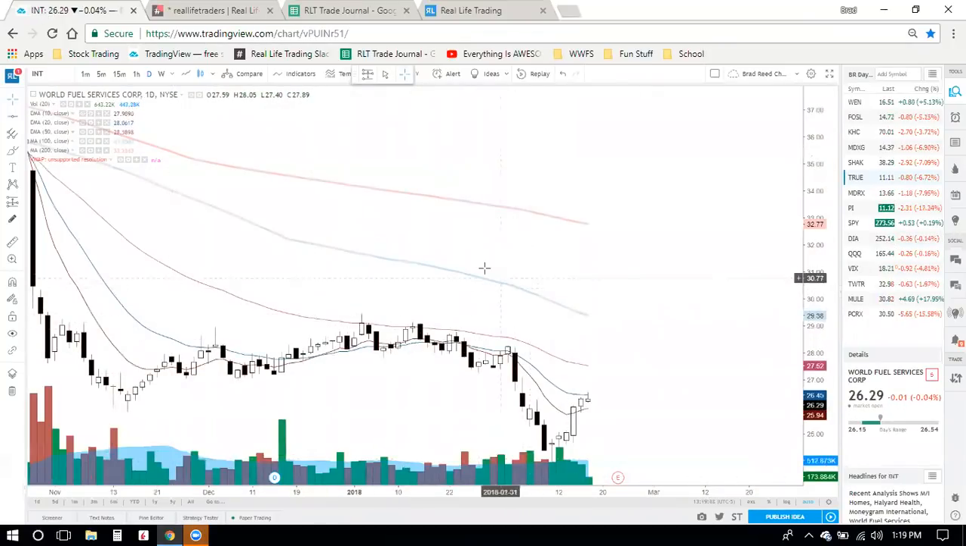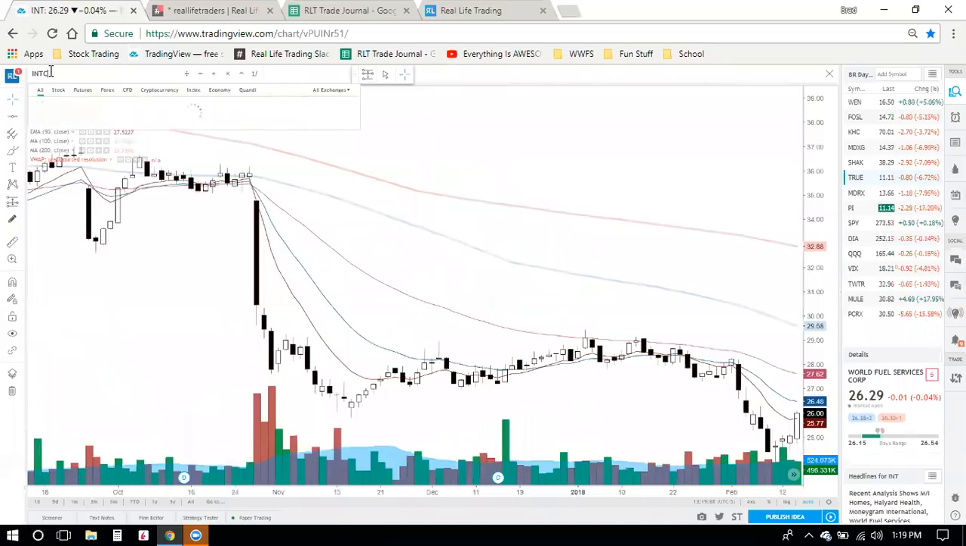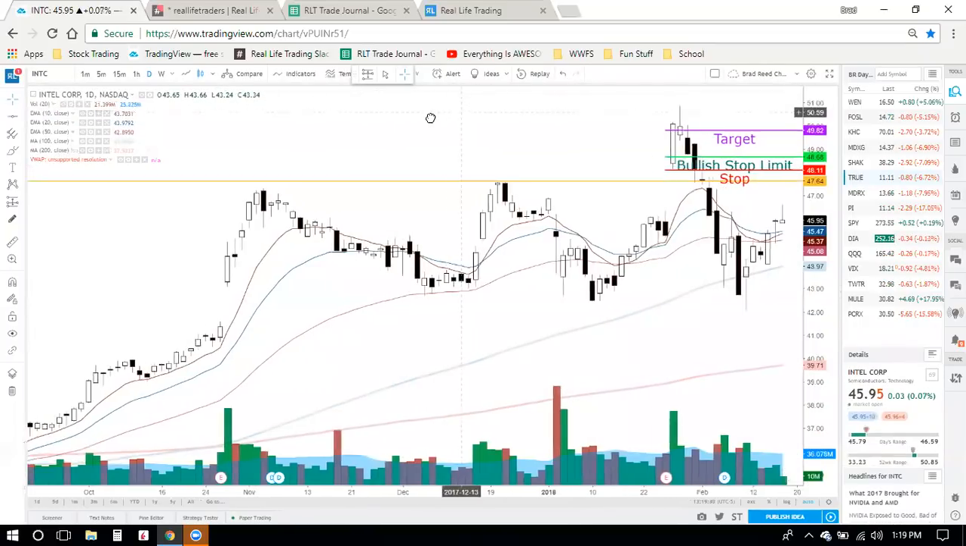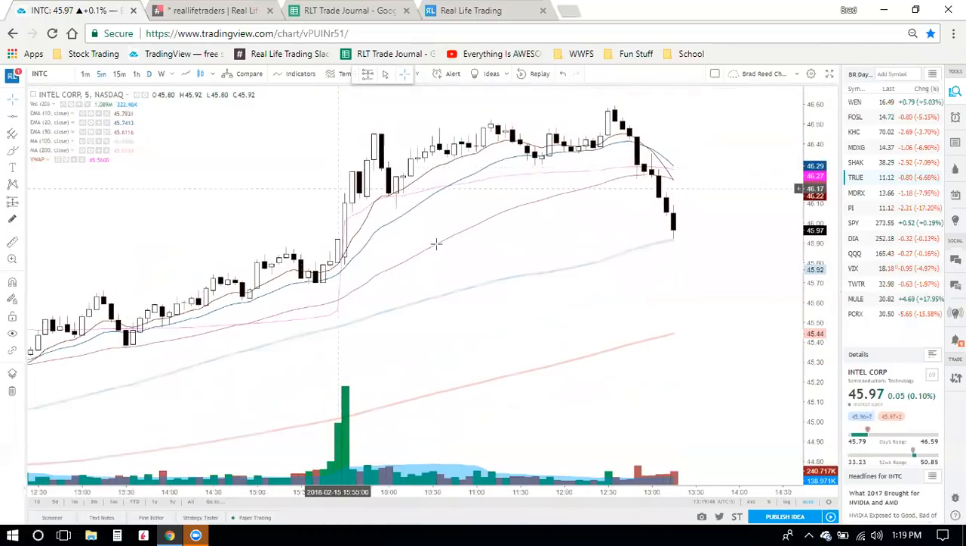Here's Intel on the, that's not the daily picture. Oh, that's INTC. So I want to make sure it's a nice gap. I start on the daily chart, and then I switch to the 5-minute chart.